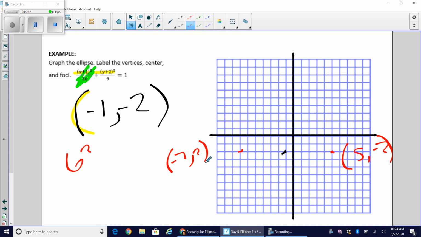Those are my vertices. My co-vertices go in the other direction. I'm going to go up 3 and down 3. And so I have my graph that looks just like that.